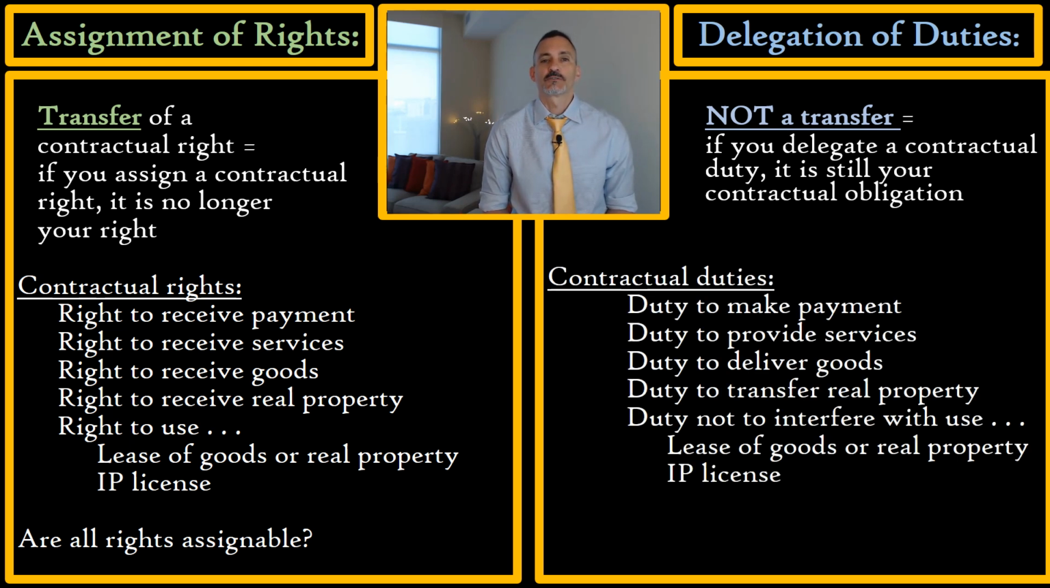What type of contractual duties might you delegate? Well, you might have a duty to make payment. You might have a duty to provide certain services under the contract. You might have a duty to deliver goods under the contract. You might have a duty to deliver real property under a contract. Also, you might have a duty to allow the other party to use something, such as under a lease of goods or real property, or when you license intellectual property to the third party under the contract.